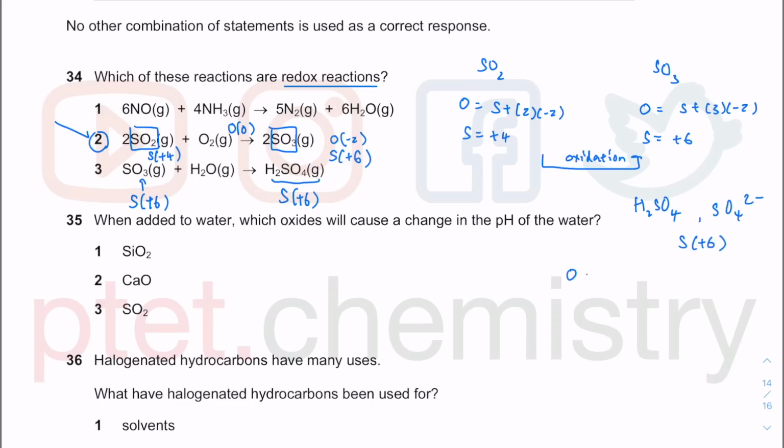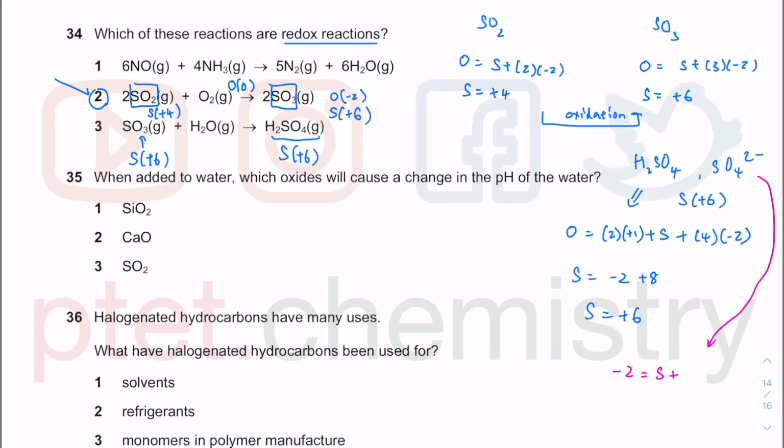Let's try and show for the H2SO4. 2 hydrogen, each hydrogen is plus 1. Sulfur there, one of it, and 4 times the oxygen, each of which is -2. Sulfur is -2 plus 8... move the plus 2 to the other side, becomes -2. Move the -8 to the other side, becomes +8. Sulfur is plus 6. You could also try from the SO4 2-, where the oxidation number of the ion is the charge of the ion. So -2 equals sulfur plus 4 times -2. Sulfur is -2 plus 8. Sulfur is plus 6 there.